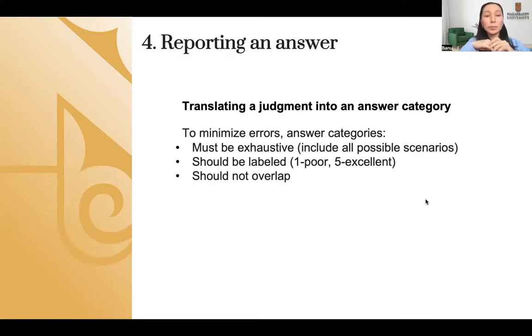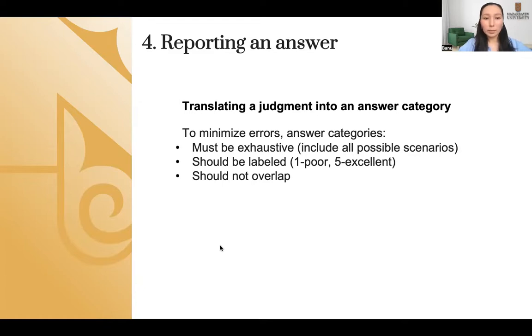All the response categories need to be labeled, with a clear indication of which response option means what. And also, what is important is that answer categories should not overlap. We'll talk about this a little bit more in detail later in this presentation.